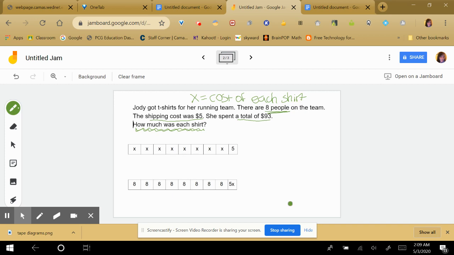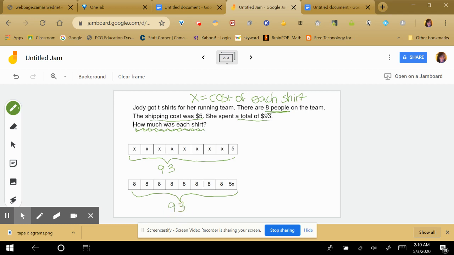So the cost of each shirt. So what are these other numbers all about? Well, there's 8 people, so I know there's going to be 8 shirts, okay? The shipping cost was 5. I have to ask myself, does that happen over and over again, or does that just happen one time? That just happens one time. They're going to take a box of 8 shirts and mail it to me. They're not mailing them separately. So this is a one-time amount. But let's talk about that. The shirts are an 8-time amount, right? The shirts are happening 8 times, and it's a total of 93. So I'm going to say that this is 93 or this is 93.